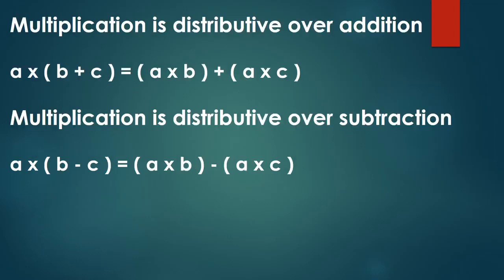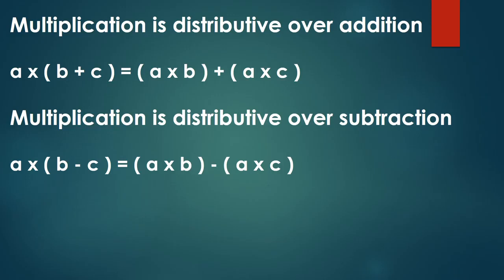In our lecture 3 we have learned two properties. One, multiplication is distributive over addition, and another, multiplication is distributive over subtraction. Multiplication is distributive over addition. In this property, when a is outside the bracket and we are multiplying it with the numbers inside, that is b plus c, once a is multiplied by b, then a is multiplied by c, and between these two there is a plus sign.